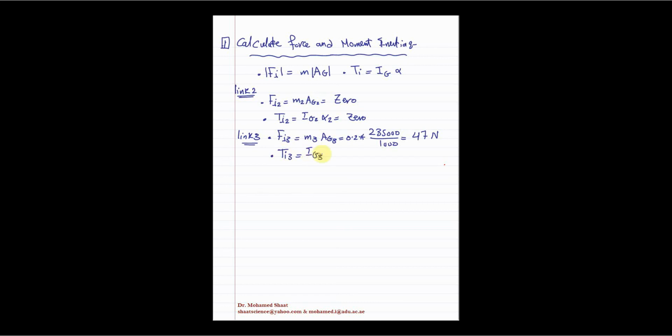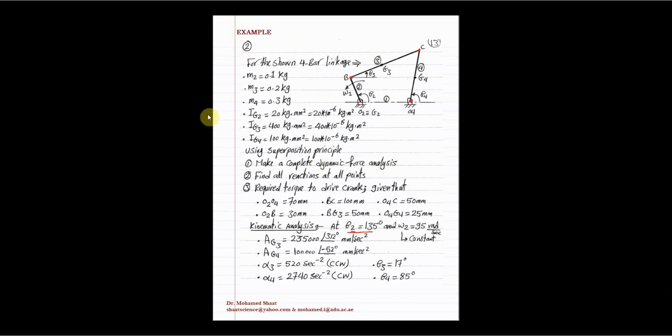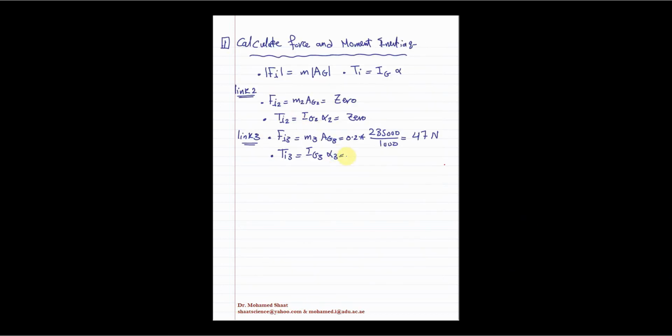Then once we calculate the inertia force 3, we can calculate the inertia torque for link 3, which should be IG3 times alpha 3. Alpha 3 and IG3 are already given to us. IG3 is given as 400 kilogram times millimeter squared. I converted it into meter squared by multiplying by 10 to the power negative 6. And alpha 3 is already given as 520. I don't care about the direction, I'm just calculating the value. So this value will be 400 times 10 to the power negative 6 times 520. Doing the calculation, we end up with 0.208 Newton meters. This is the unit for the torque.